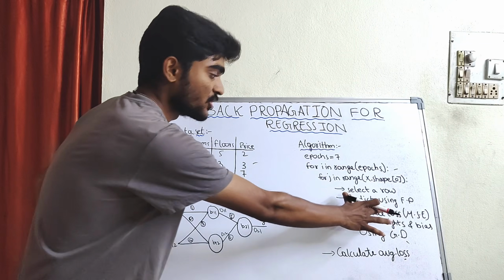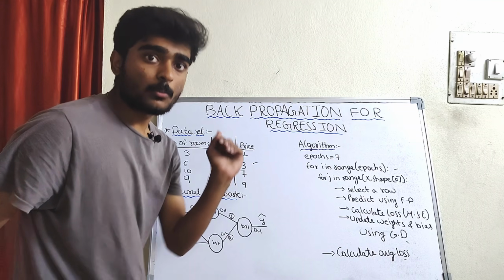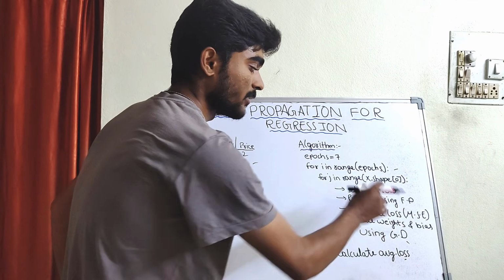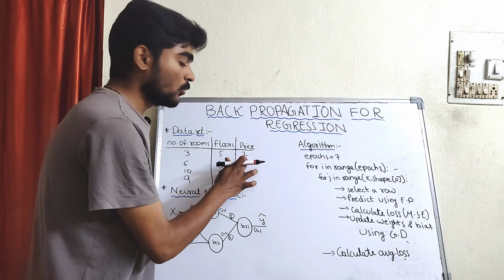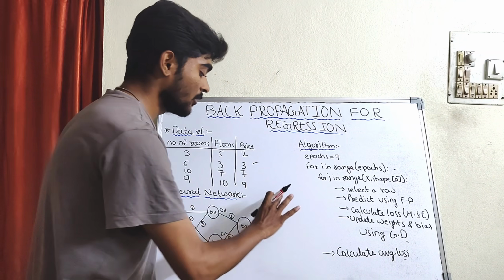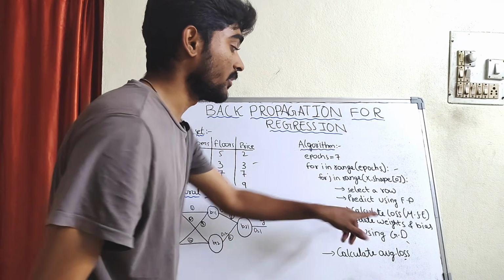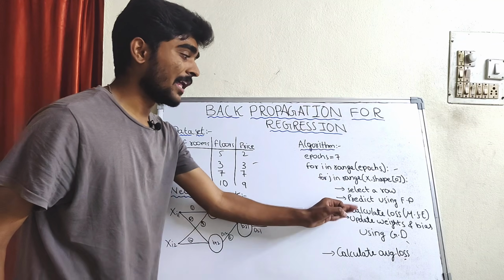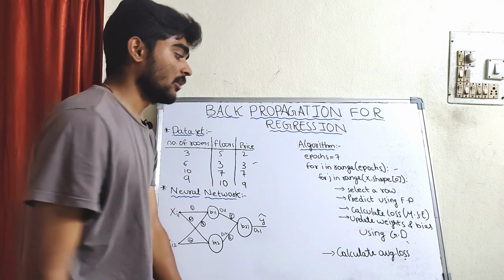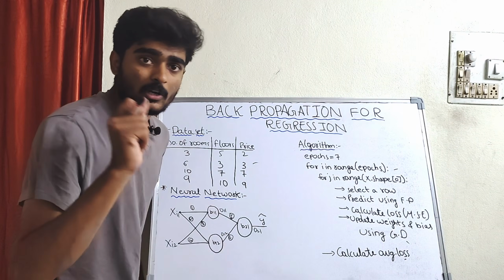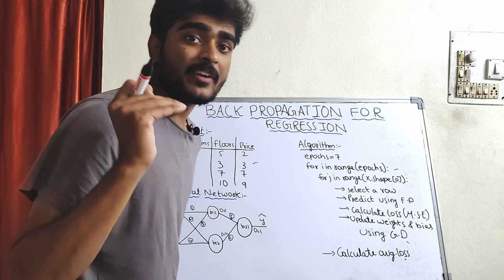Now after prediction, you calculate the loss between the predicted output and the true output. That is, y hat is my predicted output and 2 is my true output. Now I'll be calculating the loss between y hat and 2. The metric I'm using to calculate the loss is the mean squared error loss function. After calculating the loss, I'll be backpropagating and updating the weights and bias values.